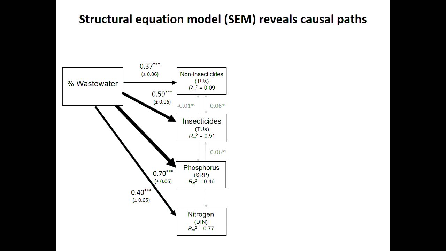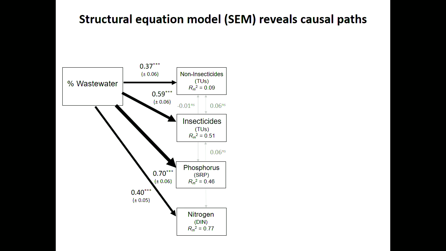Okay, so I'm going to try and walk you through a structural equation model now. This is quite complex, but they're a very useful way for describing multiple interactions in the environment and trying to understand what processes are contributing to our responses. So we're going to start off with the proportion of wastewater in the river, basically. And we can see that this contributes a number of different stresses to the river ecosystem.